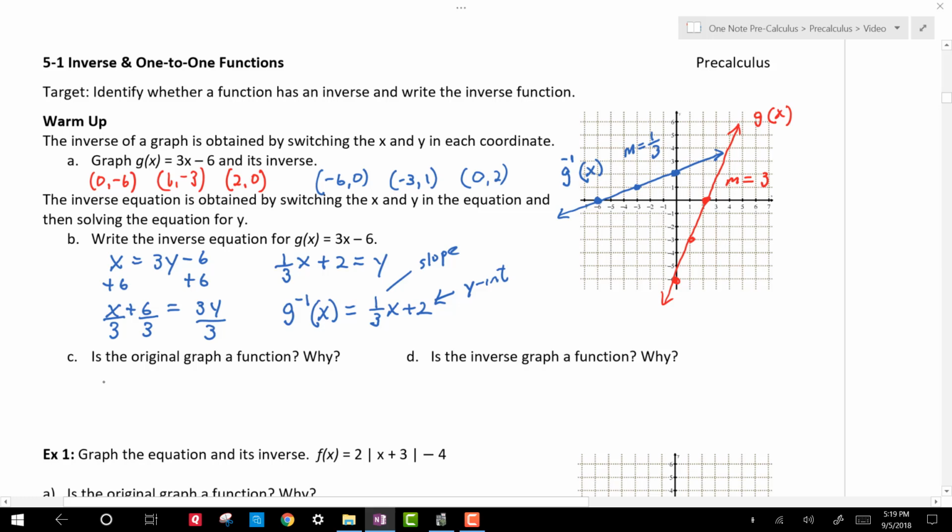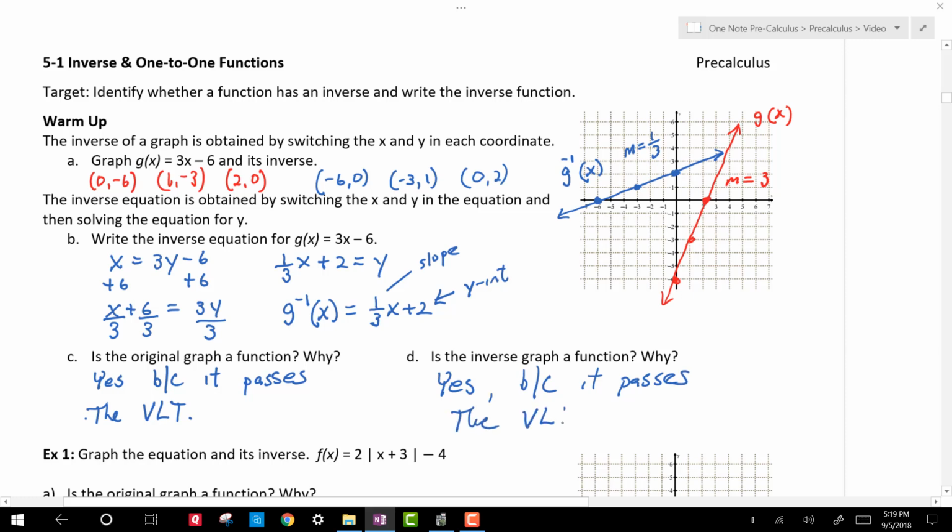All right? So part C says, is the original graph a function? Well, yes, it is a function, because it passes the vertical line test. VLT, vertical line test. Is the inverse graph a function? Well, run your vertical line over that, and you also get yes, because it passes the vertical line test also, VLT. All right, so both of those are functions.